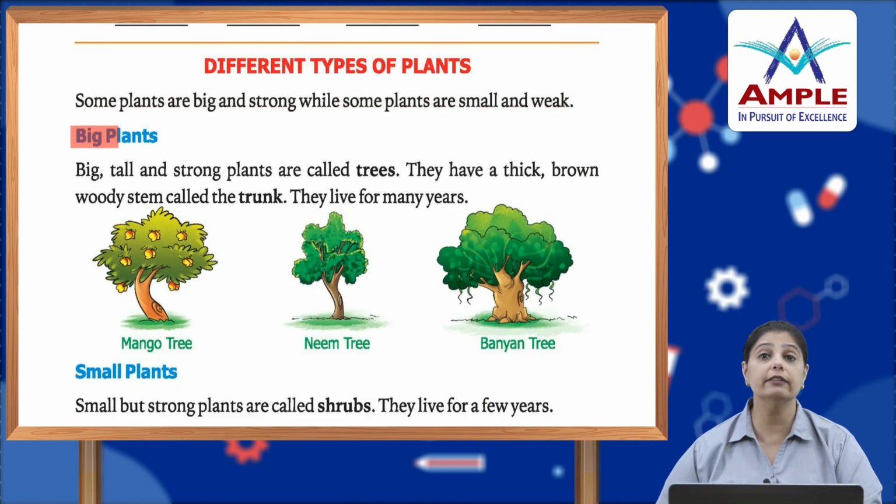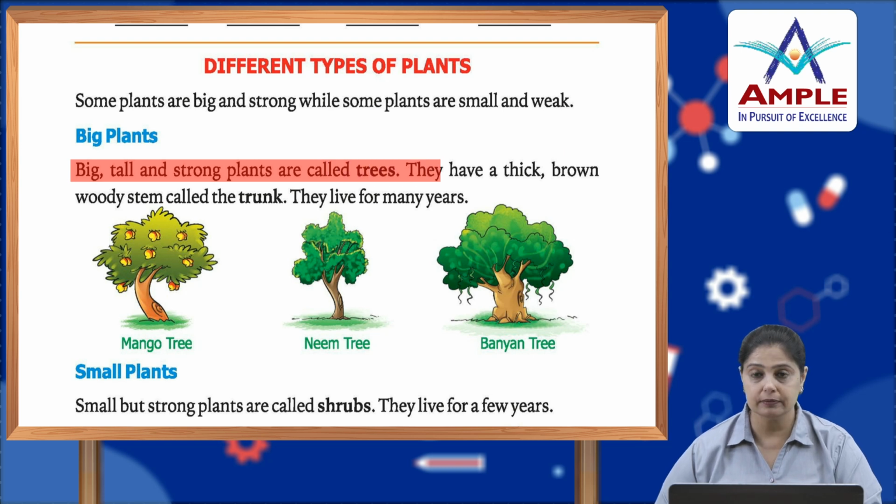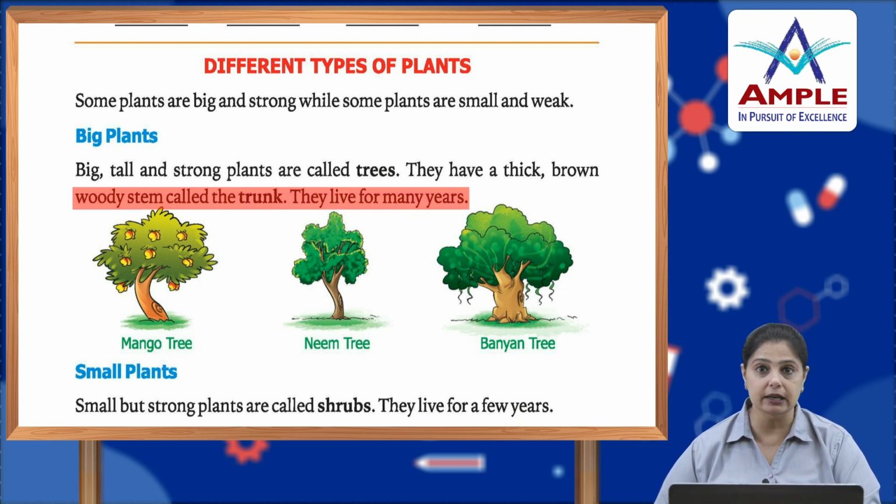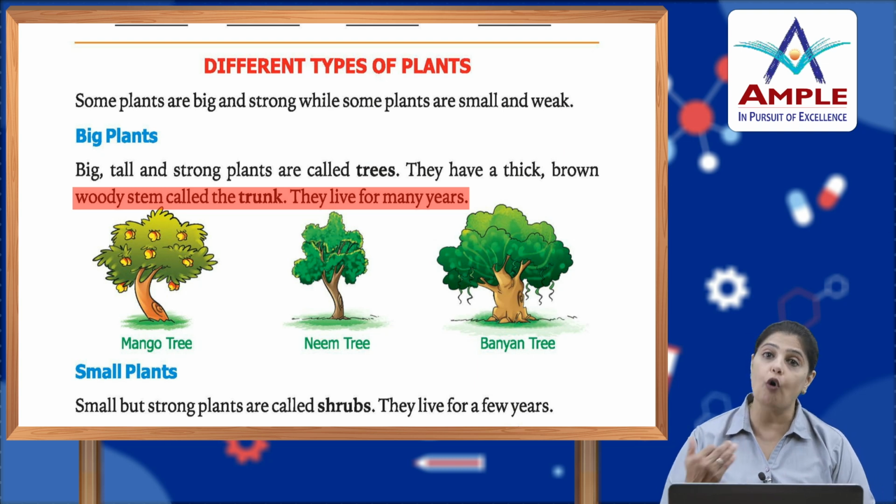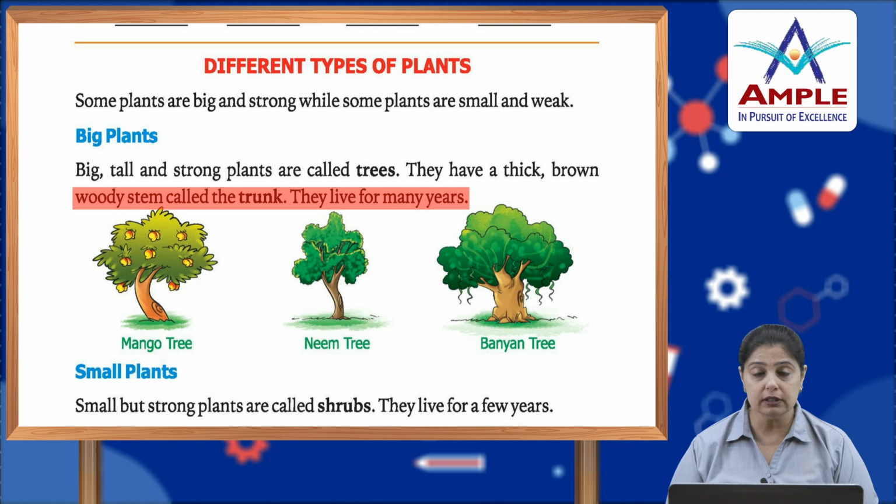Now, let's first look at the big plants. Big, tall and strong plants are called trees. They have a thick, brown, woody stem which is called the trunk, and they live for many years. So these big plants are called trees. Trees are the ones that really grow tall, they are stronger and they are really big.